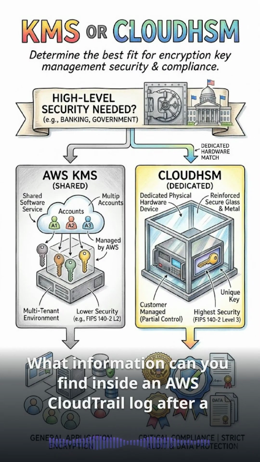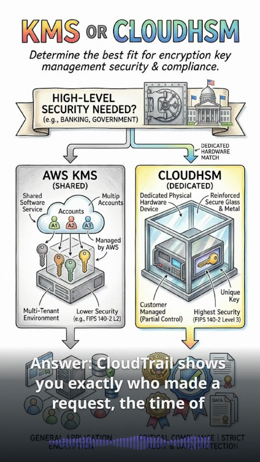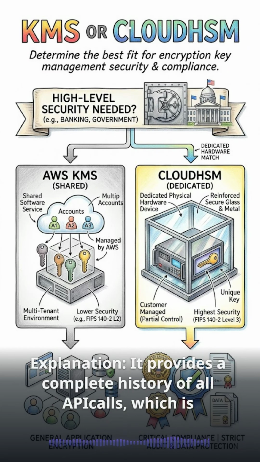43. What information can you find inside an AWS CloudTrail log after a security event occurs? CloudTrail shows you exactly who made a request, the time of the request, and the specific action. It provides a complete history of all API calls, which is essential for investigating security breaches and passing audits.